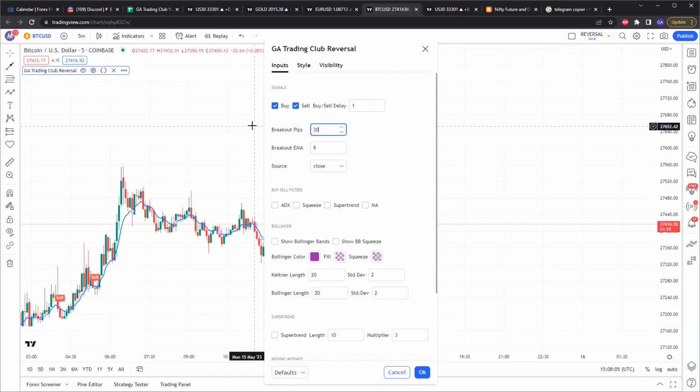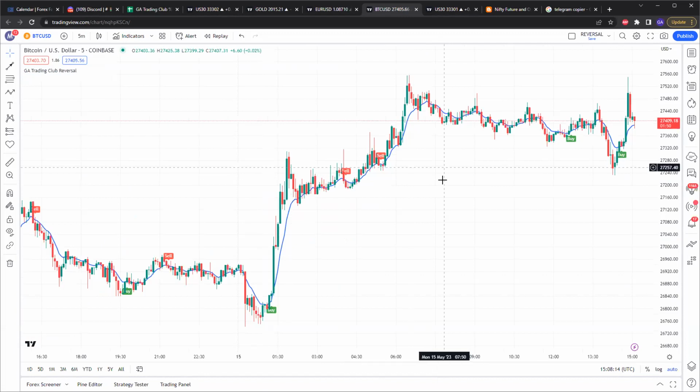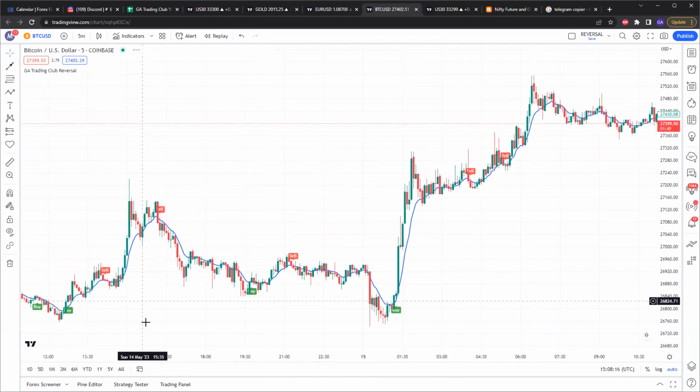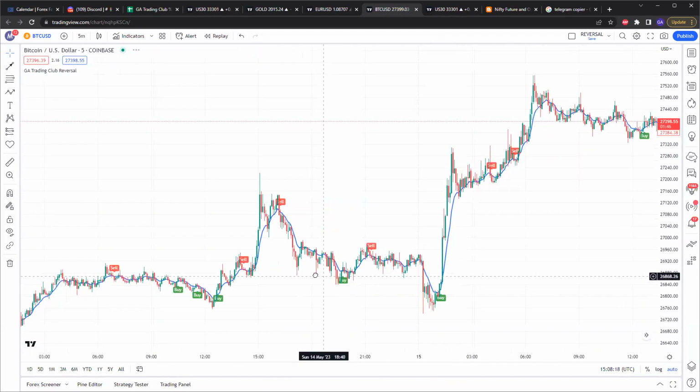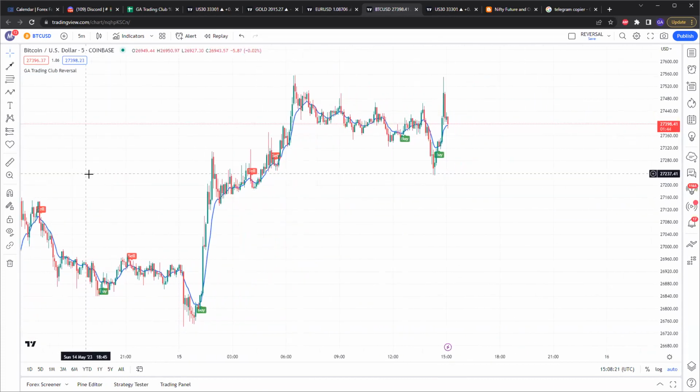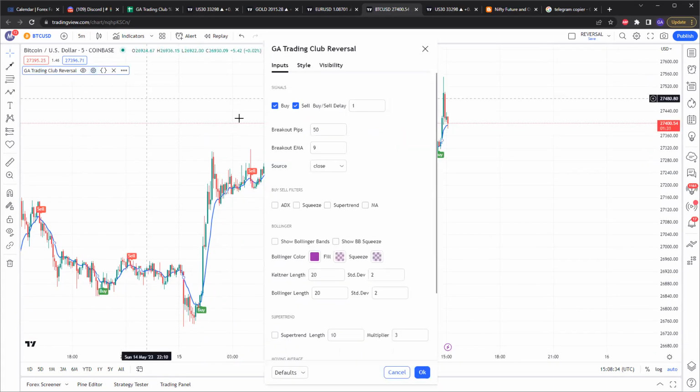Here we want to do more, like double. So let's try 50 here. Let's do close there. We want buys at the lows and sells at the highs. Not bad. With BTC, I like going for 100 pips TP and 100 pips stop loss. So if I buy at around 27,400, I want my TP to be about 27,500. Okay, that's fine. Let's see what happens if we change this to 100.